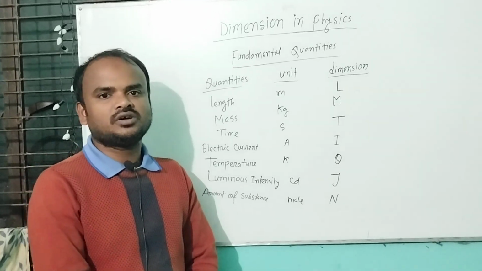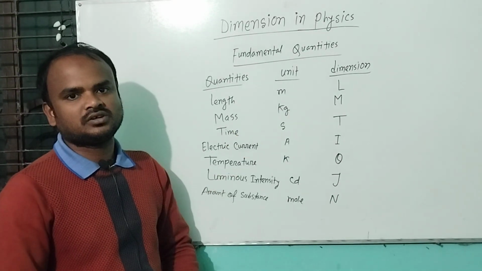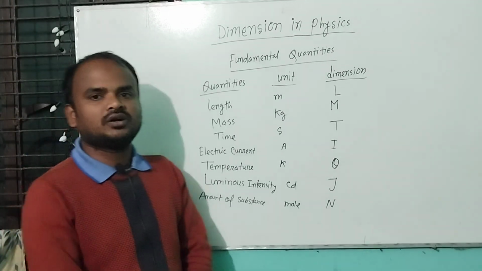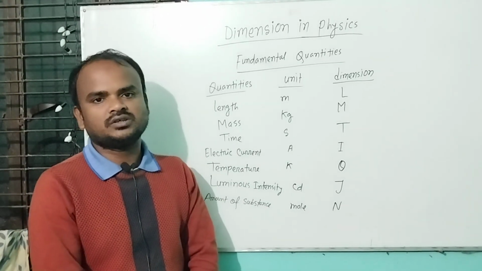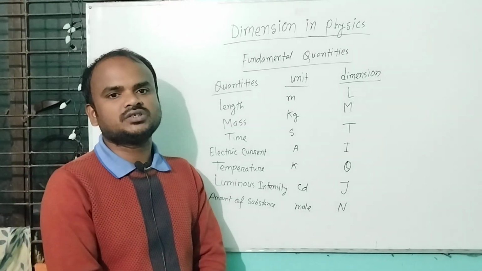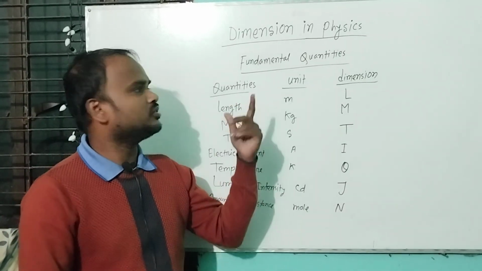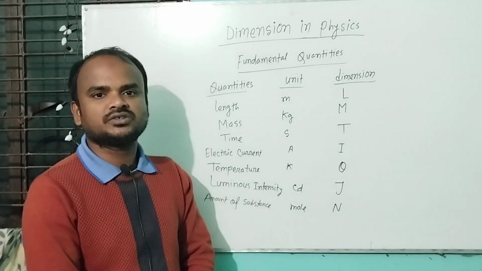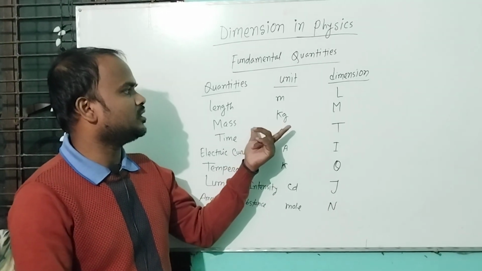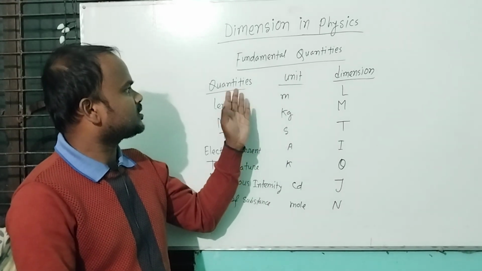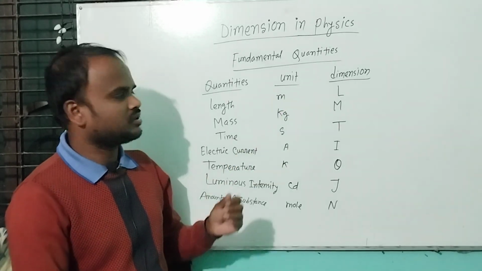Dear students, today I am going to discuss dimension in physics. We know there are two types of quantity in physics: fundamental quantities and compound quantities. We also know there are 7 fundamental quantities. So let's have a look at the board. There are 7 quantities and their units and dimensions.